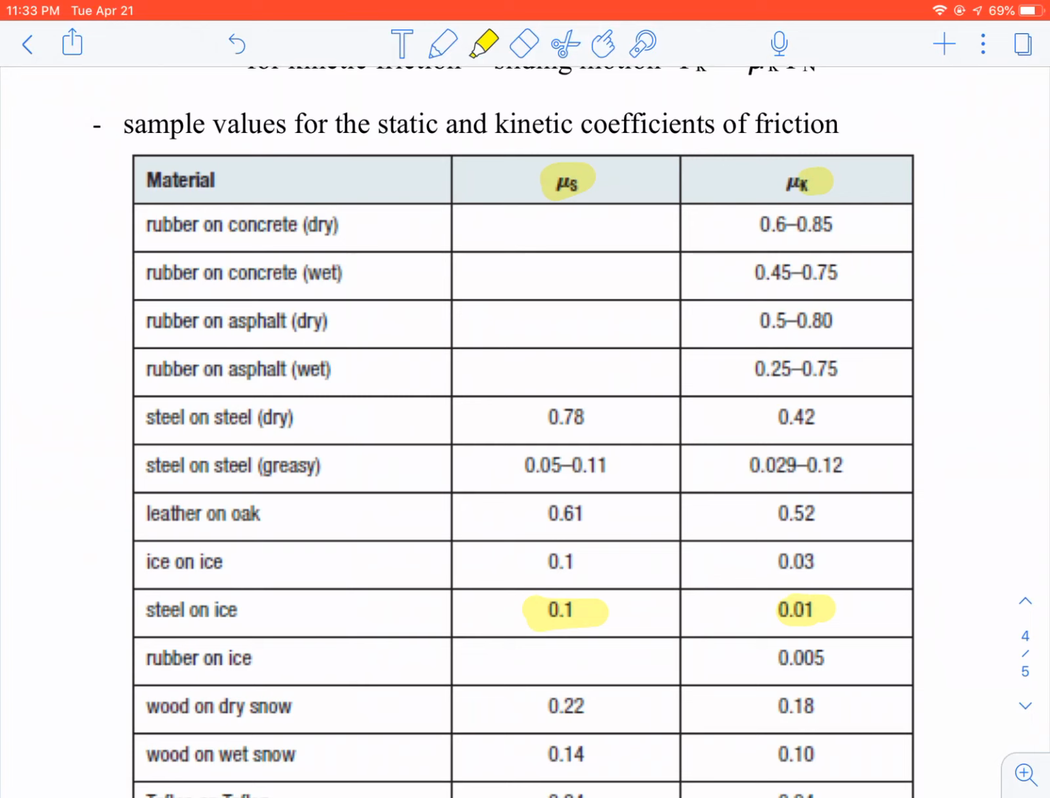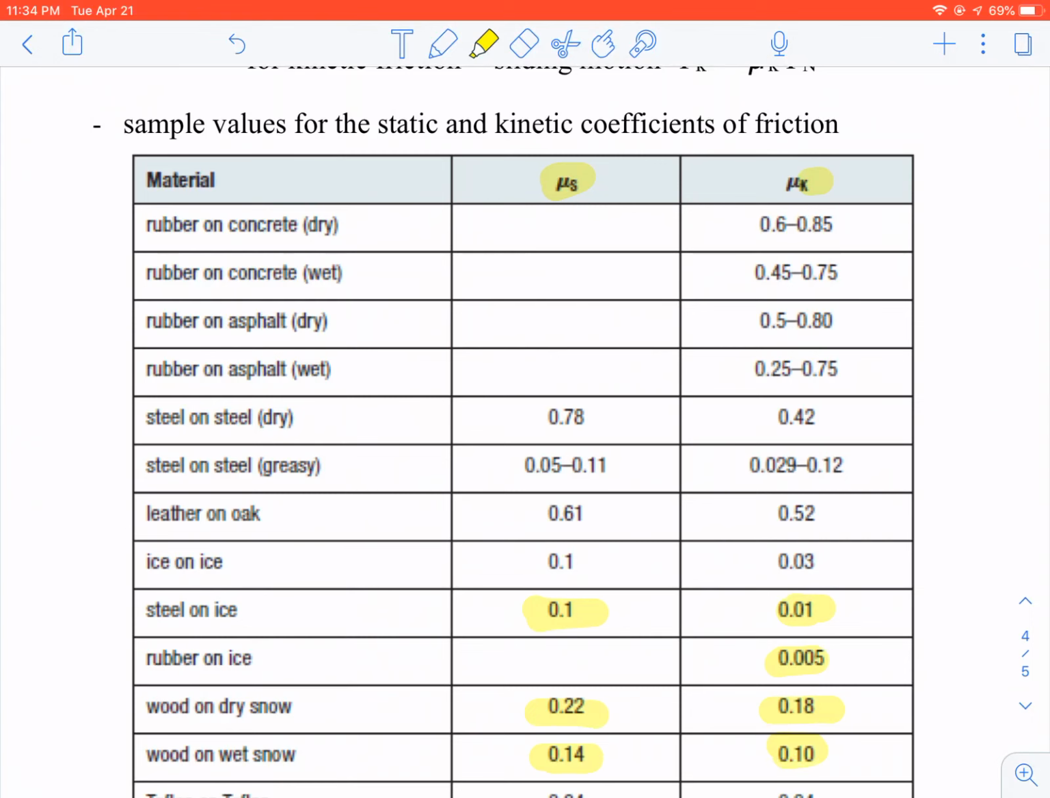If I have rubber on ice, there is your snow tire, your wheels on ice. Again, if I'm trying to pull my wooden toboggan and get it started on dry snow, it takes that much static friction coefficient, and once it's moving, it's easier to keep it moving. If I'm on wet snow, it's a little bit easier to get it started, and then once it starts moving, it's even easier to keep it moving.